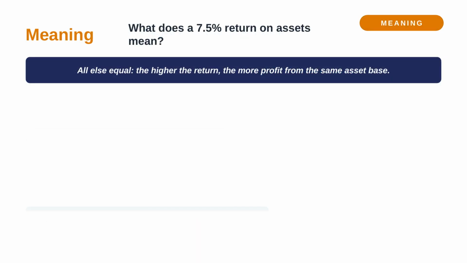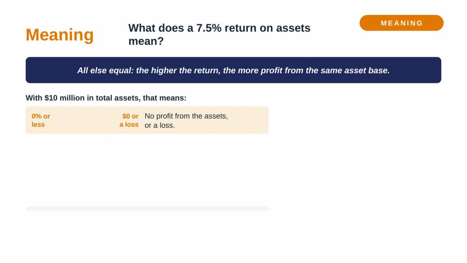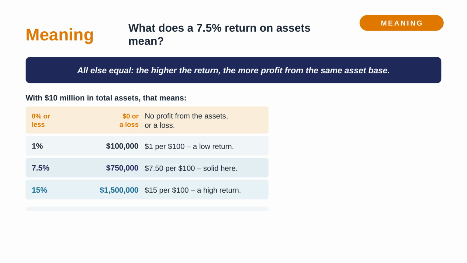So Nordwind earns 7.5% on its assets. Is that good? Before judging, it helps to know what that figure means in money. With $10 million in assets, 1% would be $100,000 of net income. 7.5% is $750,000. 15% would be $1.5 million. At 0%, the assets return nothing, and below zero, the company is making a loss.